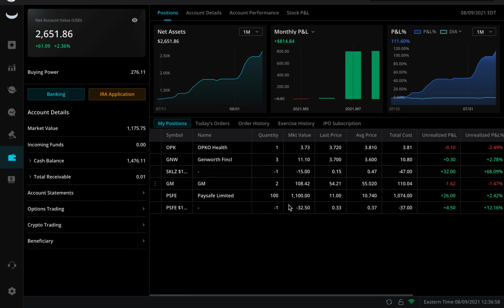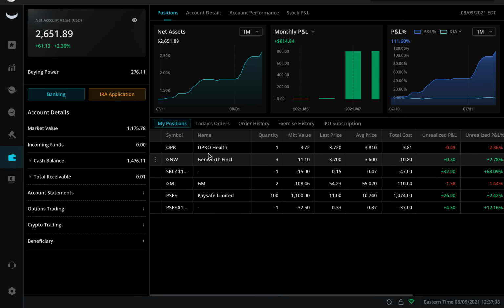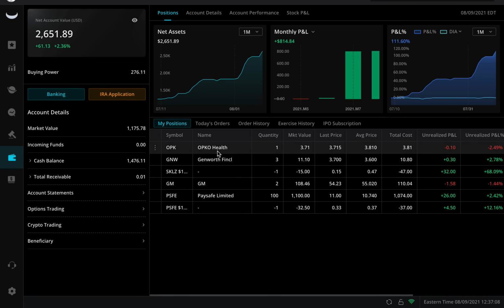Ultimately, I will be using this a lot more here. But if we go down here, we can actually see the positions I'm in. I do have a few free stocks I've obtained. These two are free stocks here.